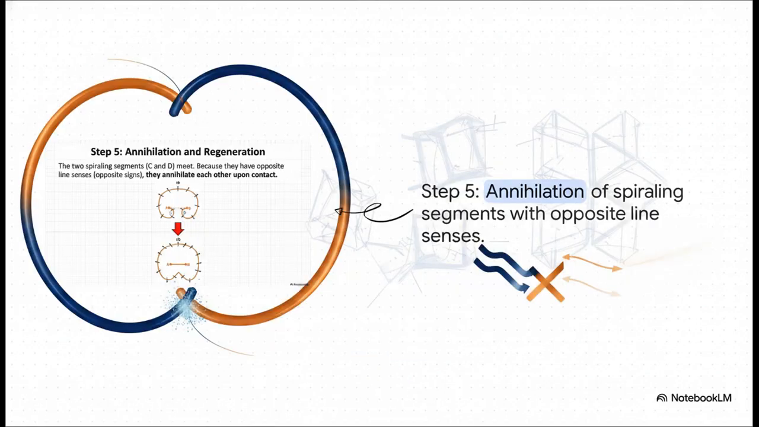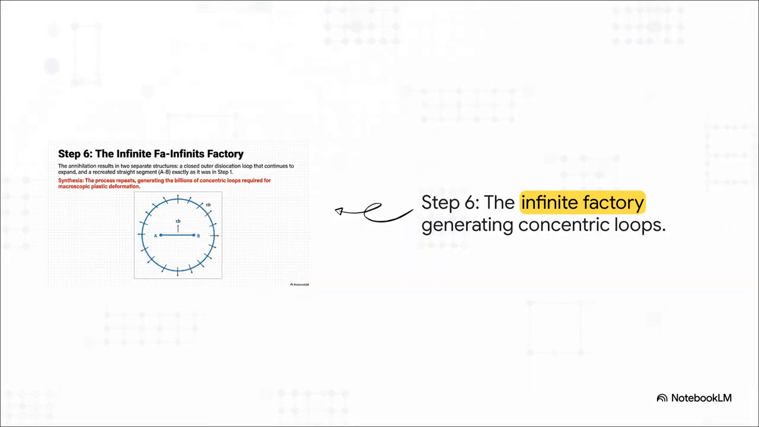As those two spiraling inward segments inevitably crash into each other below the pinning points, something super fascinating happens. Because they have opposite line senses, which basically means they have opposite geometric signs, they just annihilate each other purely upon contact. They just zip right together. And what's left behind is a closed, completely detached outer loop that just keeps expanding outward. Meanwhile, the original straight segment we started with is perfectly recreated.